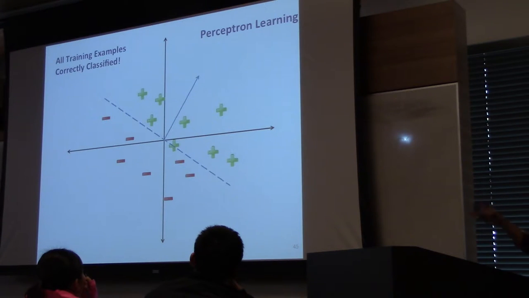So that's related to your question. I could have fudged the locations of this simple 2D example in a way that we made a mistake over something that was classified correctly before. Okay.